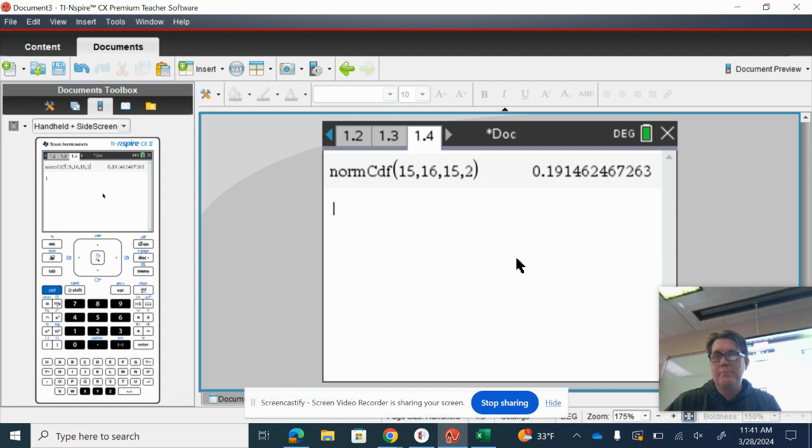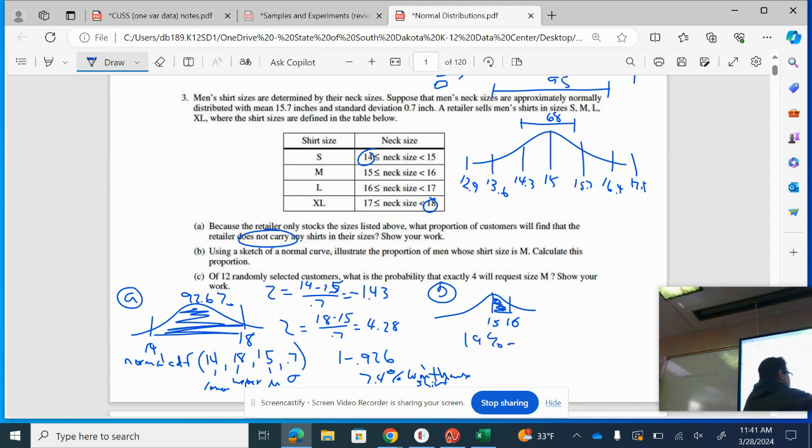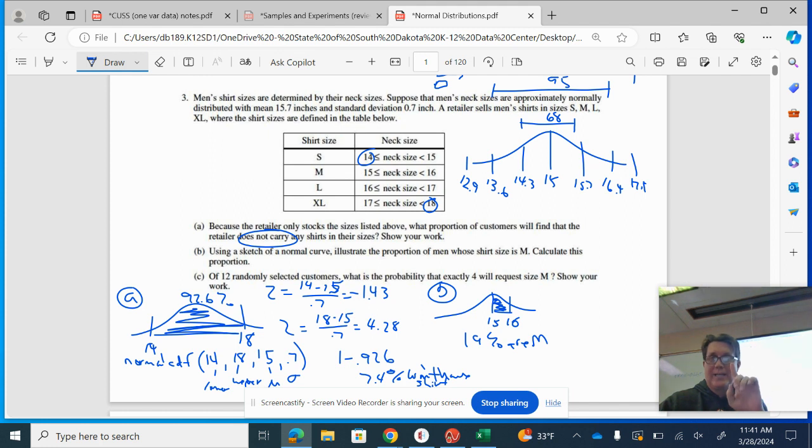This is 19% of the curve. That's what it found you. This area is 19% of the curve. 19% are medium. Okay, now if this was my test, I'd give you 3 out of 4 points. You have the answer, 19%. You have the context, our medium, and you have the curve. But what you're missing is the z-score work.